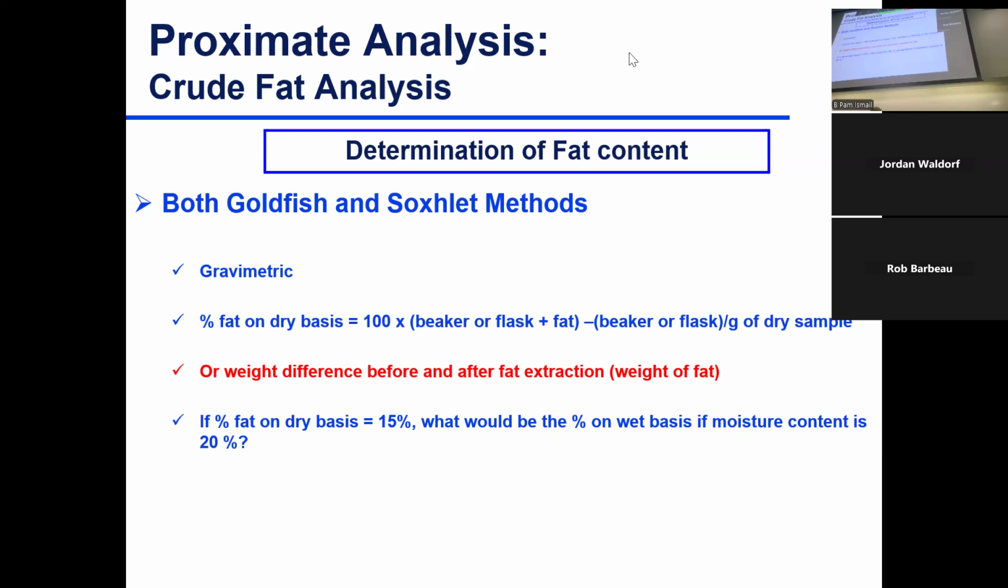So this is how you want to think about it. In 100 grams of wet sample, you have 80 grams of solids. What this is saying is 15% on solid or dry basis. That means 15 grams of fat in 100 grams solid. Okay, so with that in mind, what would be the percent fat on wet basis?